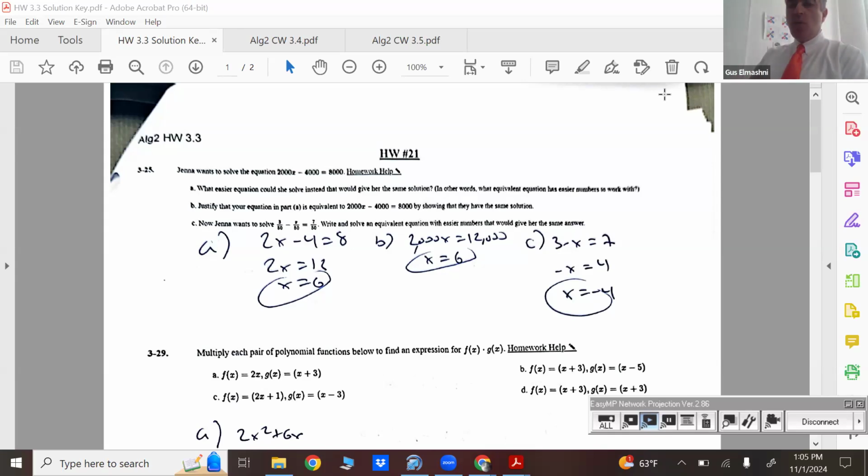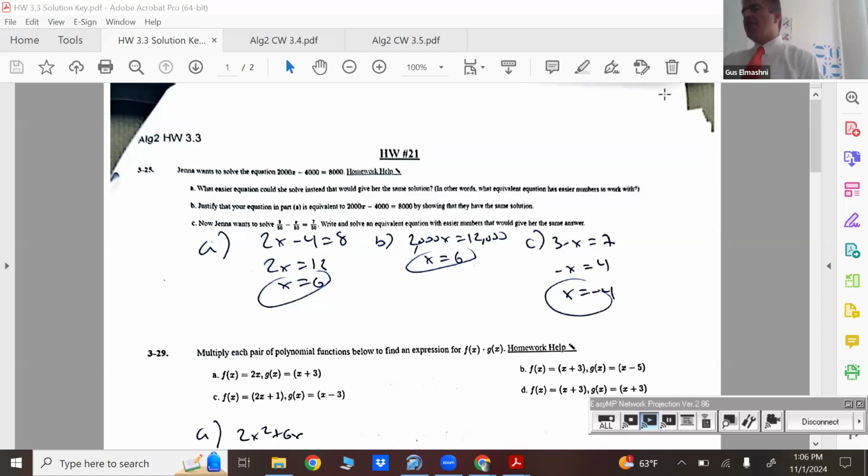Part A is asking you what easier equation could she solve to make the same solution you get from the original equation. So if you think about it, every single term in the original equation is a multiple of 1,000. So you divide every term by 1,000, you get 2x minus 4 equals 8. Pretty straightforward, right? I'm saying divide every term by 1,000, just to make it easier, right?